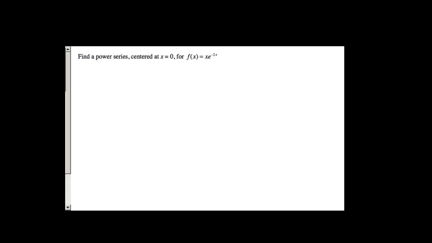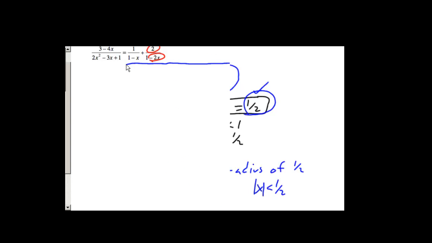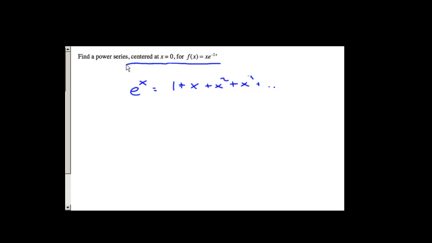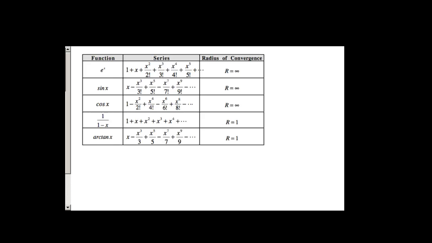All right, let's look at one more function. So let's imagine the power series centered at x equals 0 for the following function, x times e to the minus 2x. Well, let's start with e to the x. We know that e to the x is 1 plus x plus x squared plus x cubed plus all the way on. And then, of course, dividing by the respective factorials. So x to the n over n factorial. So familiarity with all of the major functions, these ones right here, is very important for you to get.